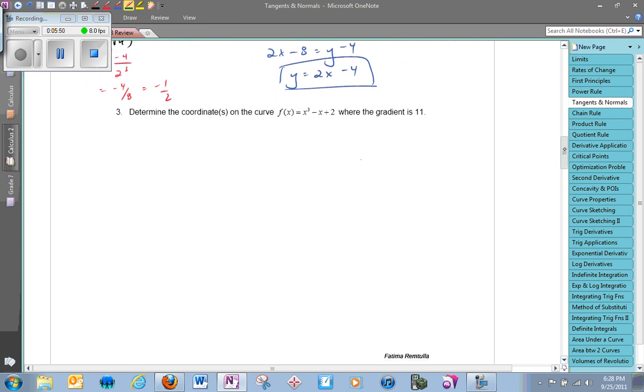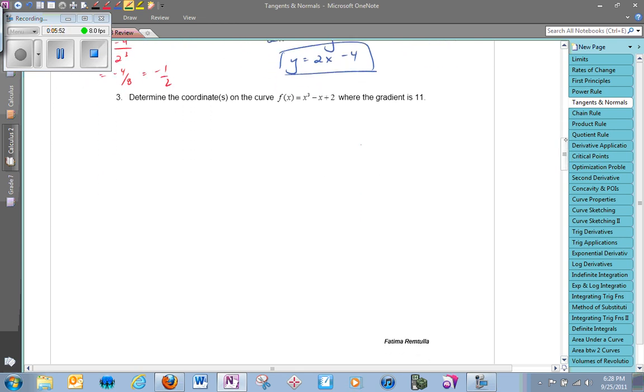Determine the coordinates on the curve f of x where the gradient is 11. So the first thing you say to yourself is, what is this question exactly saying to me? Well, it's telling me that the slope is 11, and I want to know where on this function the slope is 11. So in order to find the slope, I basically have to take the derivative. So step 1 is take the derivative, which is 3x squared minus 1. When I take the derivative, that's equal to the slope, so I set that equal to 11.